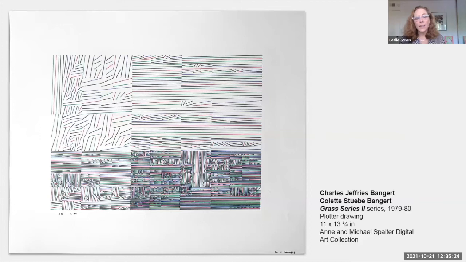Ten years later, the Bangerts continued to explore the grass theme, now with more color, and this work is part of an extensive series that is a bit more regimented compositionally, but still very much in touch with the sense of nature that inspired them. This is in the collection of Anne and Michael Spalter. And I like to think of the Bangerts as sort of the Agnes Martin of the Midwest. The way they took a natural motif, especially Colette, and just explored it sort of ad infinitum with always surprisingly new and fascinating results.